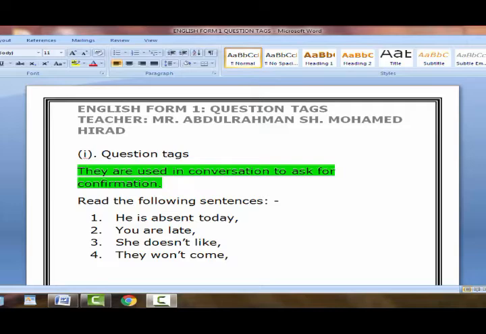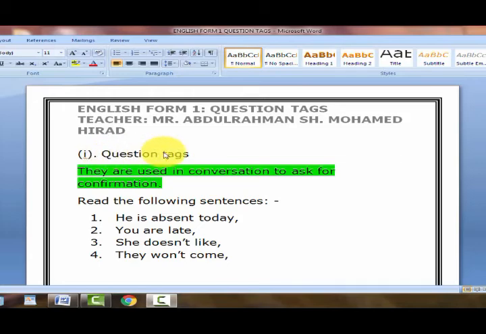Today we are going to learn about question tags. In the previous lesson, I taught you how to change affirmative into negative sentences, and simple sentences into question-word or interrogative questions. Those two lessons that I have given you before will assist you in question tags, the way I have told you.